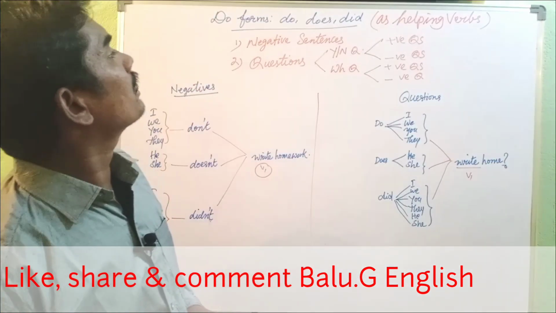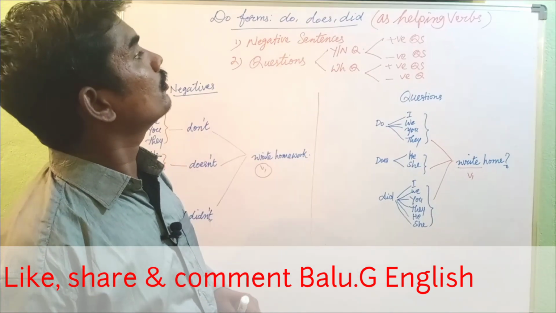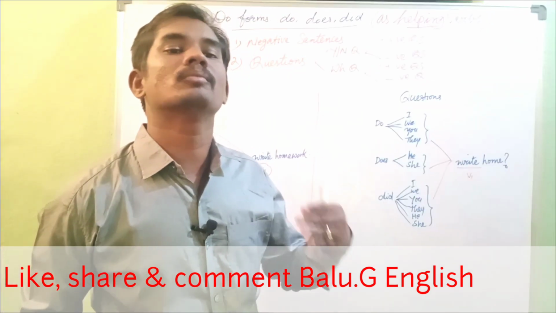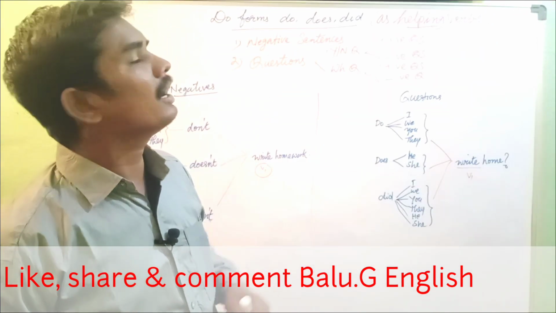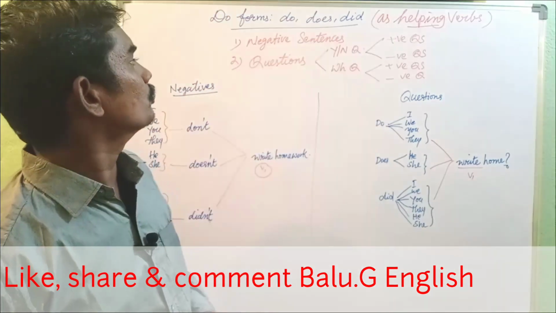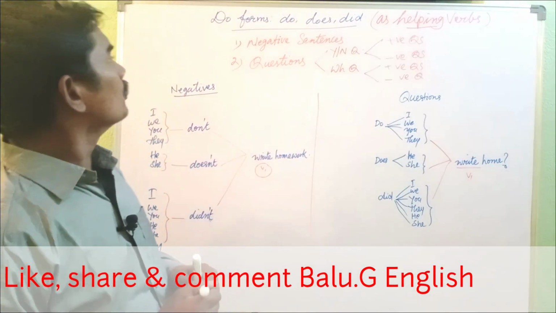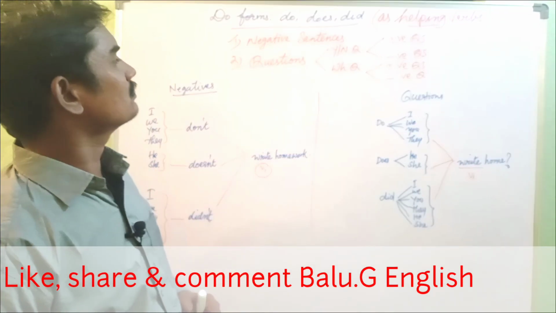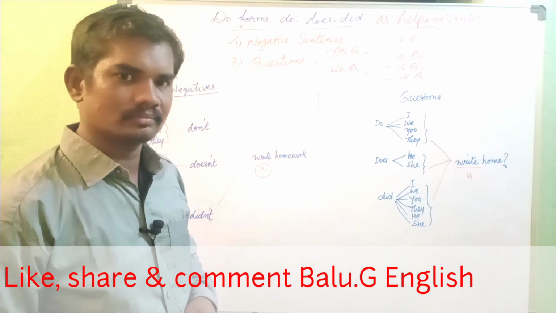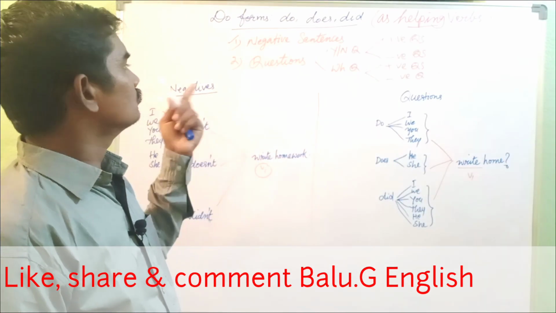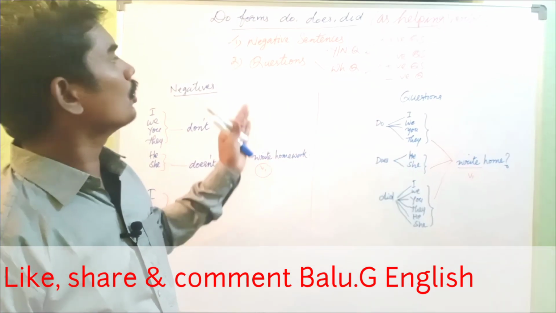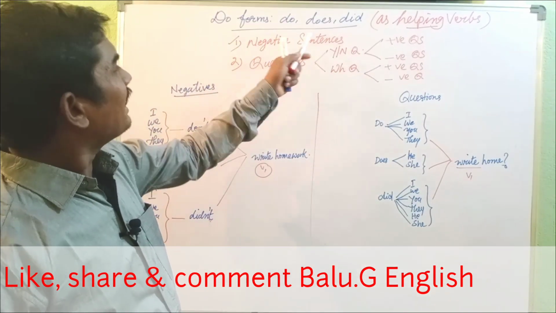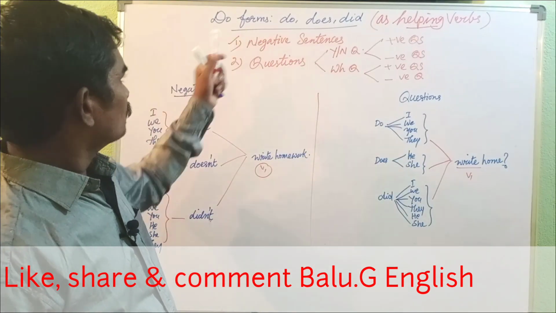In this session we are going to discuss do forms as helping verbs. In the previous class we discussed do forms as main verbs, but here we have do forms as helping verbs. As helping verbs we can use them to make negative sentences. Negative means to say that something is not. We can say not in those sentences. The absence of something is called negativity. So to make negative sentences we use these do forms.